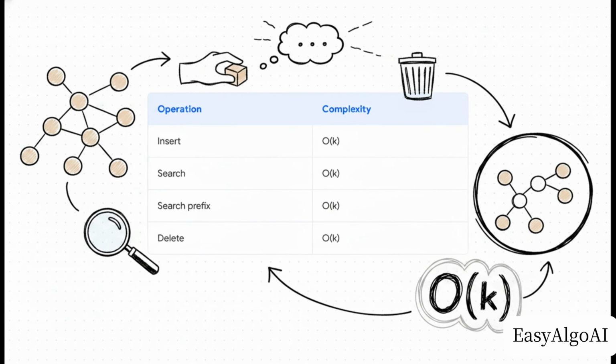From that blank slate, you branch out into the first letter of every possible word in your entire dataset. So the crucial point we need to look at is the time complexity. Whether you're inserting a word, searching for a complete word, searching for a prefix, or deleting a word, do you notice anything similar here? Every single operation is big O of K. The complexity is completely uniform across the board.